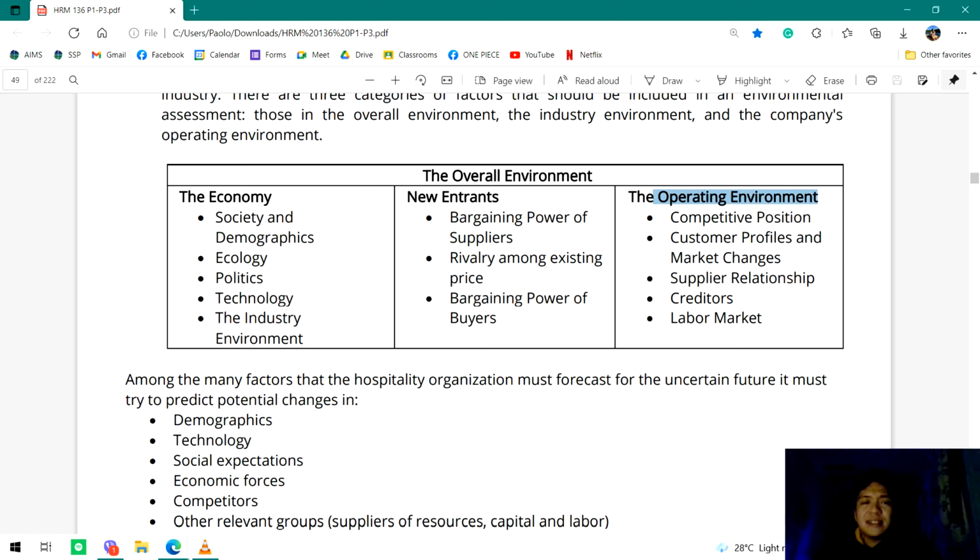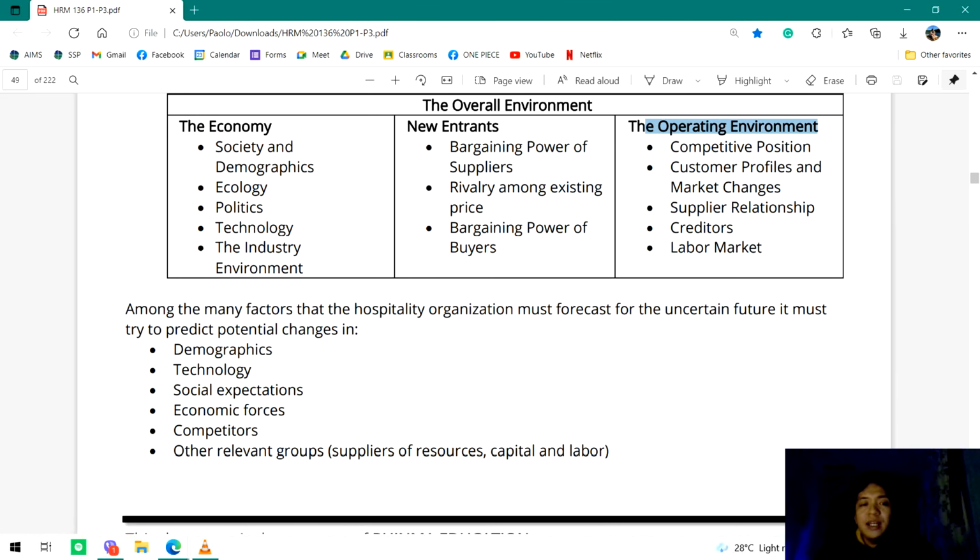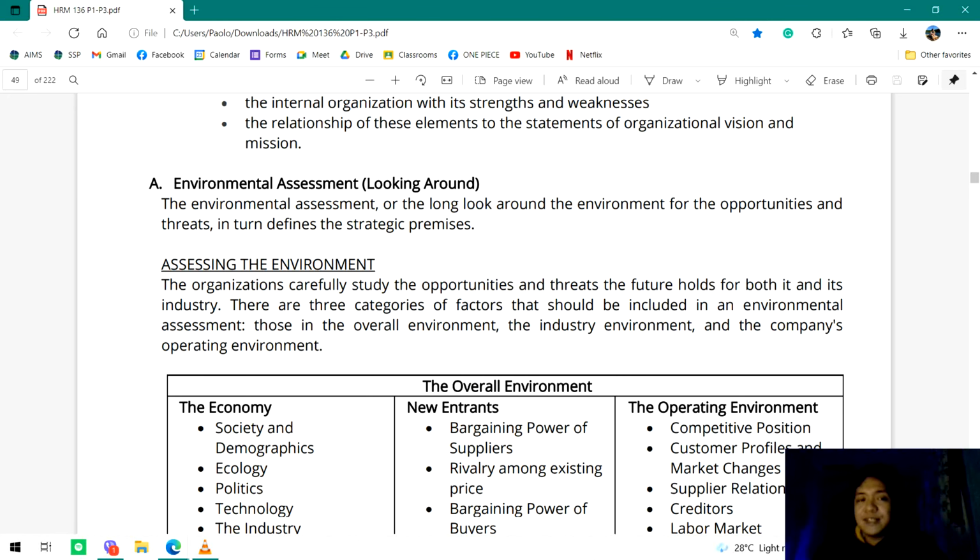And aside from the economy, aside from your competition or competitors, and aside from the industry itself where you are operating, you also have to take into considerations the demographics of your market, social expectations, economic forces, and so on and so forth. Ladies and gentlemen, in short, ang kailangan ninyong i-assess muna is yung mga bagay na hindi nyo kayang kontrolin, outside of your control, external factors.